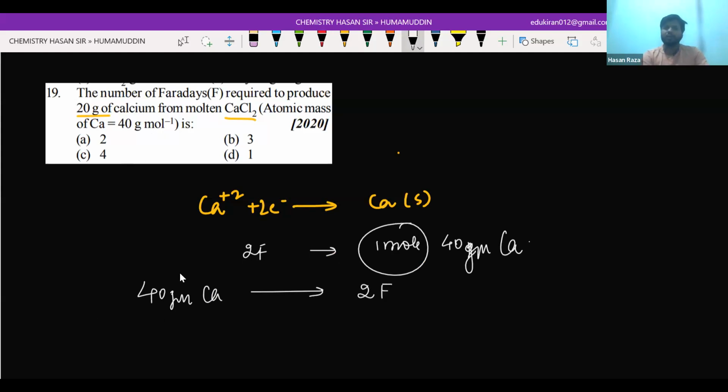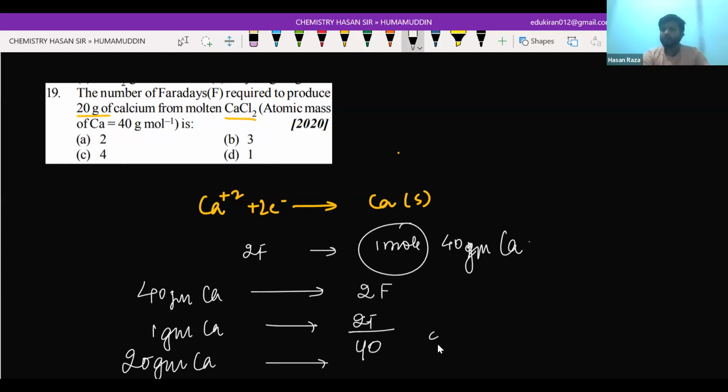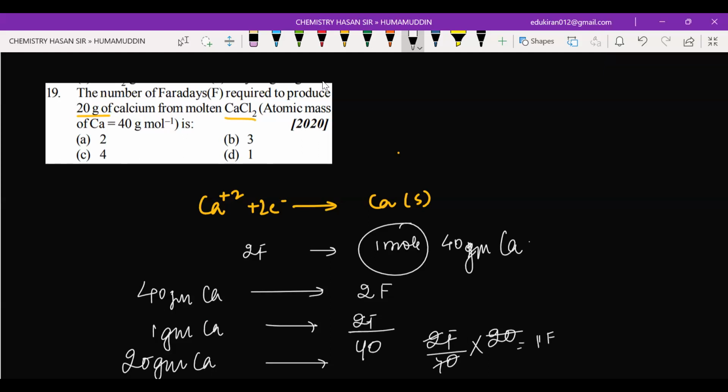So we need to calculate for 20 grams. So first we are going to calculate for 1 gram. 1 gram will be basically 2F upon 40. And we needed to calculate for 20 grams. So 20 gram calcium will be 2 Faradays upon 40 into 20. So you can see this 2 will be cancelled and 1 Faraday will be your answer. Isn't it easy?